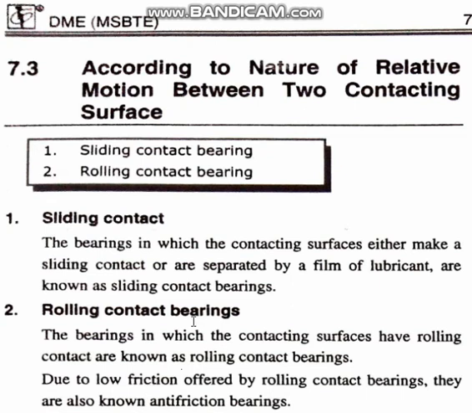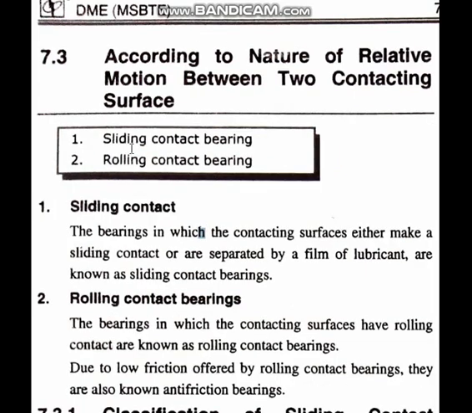Unless proper lubrication is provided, the sliding bearing will have more friction and the rolling bearing will have less friction. But it is possible, with proper lubrication, to get lesser friction in the sliding contact bearing than the rolling contact bearing. Due to the low friction offered by rolling contact bearings, they are also known as anti-friction bearings. So when you say anti-friction bearings, it means rolling contact bearings, not sliding contact bearings. This is the major difference.